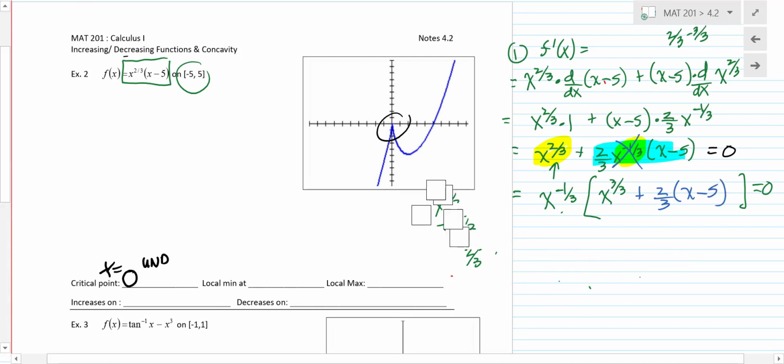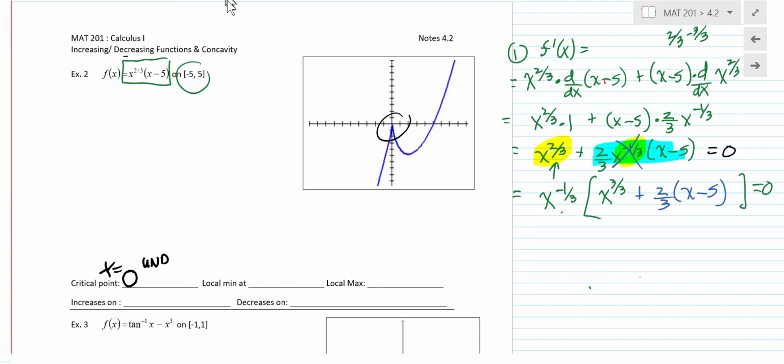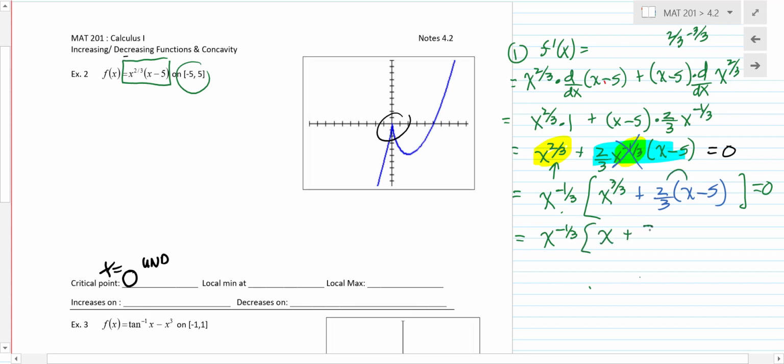Now you got it factored, but you got to clean it up, okay? So that's a challenge. That's kind of a new challenge that students encounter in this section with some of the factoring, okay? So let's clean this up. That would be x to the negative 1/3 times x there plus 2/3 x minus, and then if you multiply that out, that's going to be 10/3 like that equals 0. So I'm just doing a distributive property, 2/3 x minus 10/3.